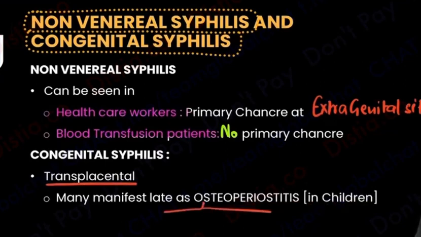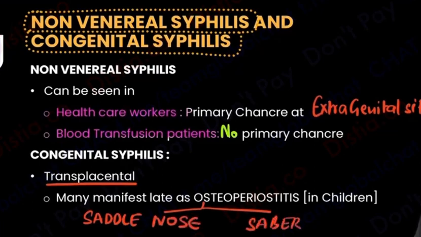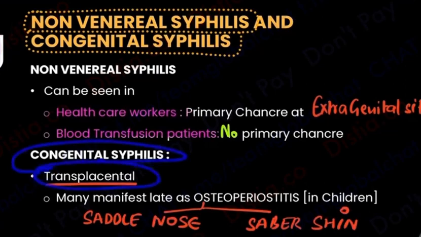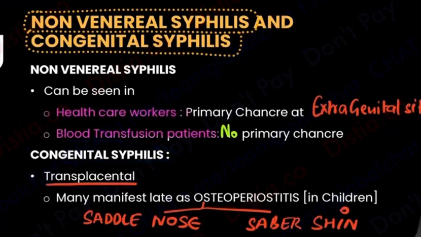And do you know some classifications? What happens on the nose? Come on, you know this appearance from pediatrics very well. There is a saddle nose, and what is happening in the tibia or the shin? There is a saber shin. So basically we see that all the bony manifestations come up if it is a mother to child congenital syphilis involvement. Okay, now let's move forward.